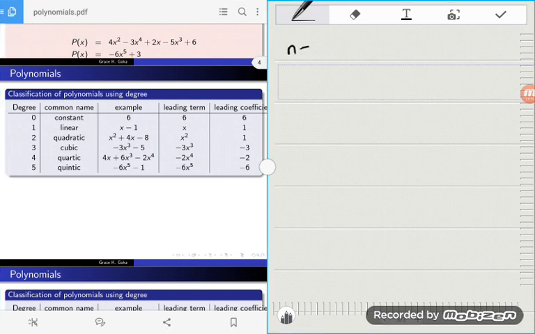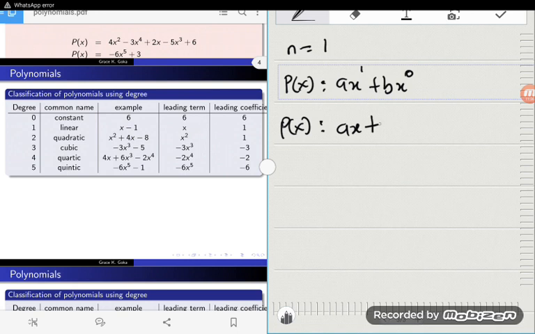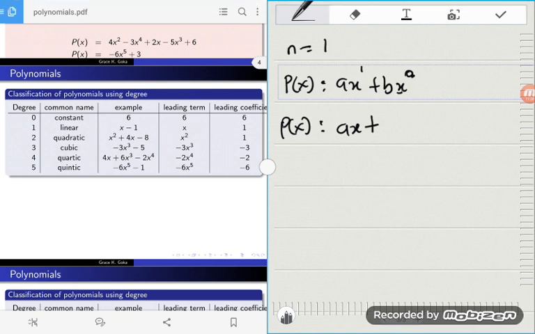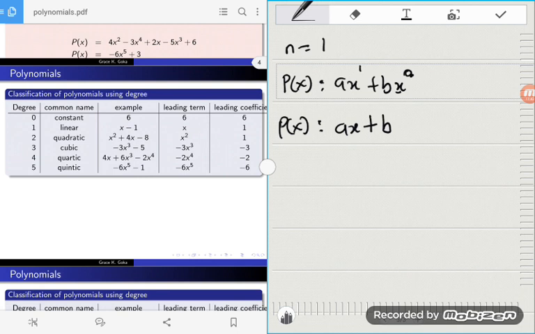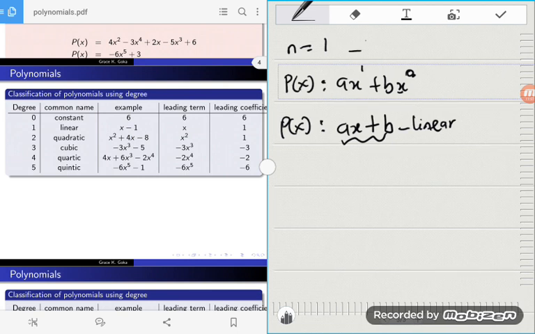Now if the degree, which is n, is equal to 1, then we have a polynomial that looks like ax to the power 1 plus bx to the power 0. We cannot go below 0. And so simplifying this, we have P of x giving us ax, since any number to the power 1 is the same number, plus x to the power 0 will give us 1, and 1 times b will give us b. Now, since this represents the equation of a line, such a polynomial is known as a linear polynomial.